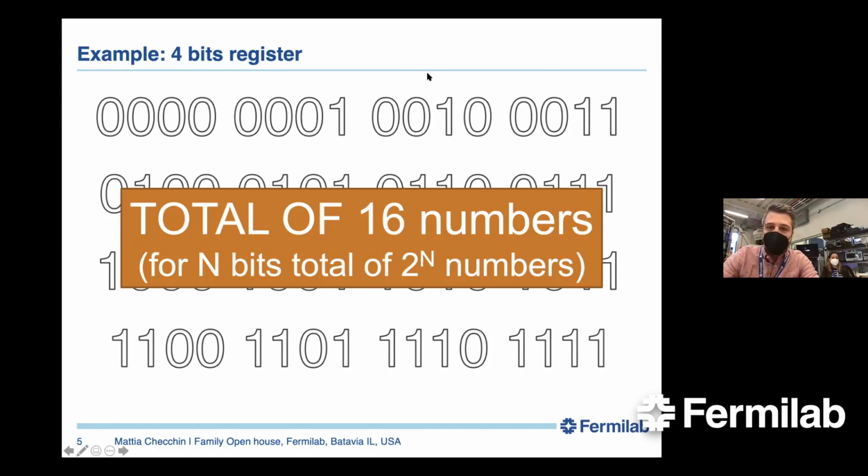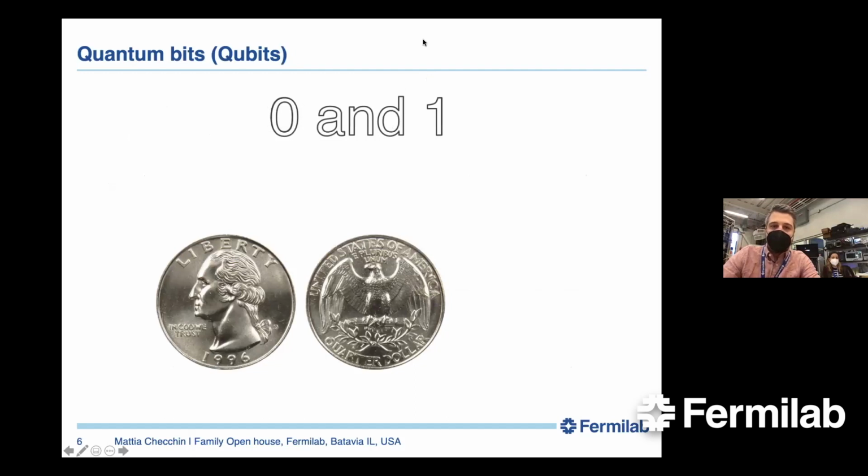So a quantum computer is kind of different. In a quantum computer, we have what we call quantum bits, or for short, qubits. A qubit as well can assume two values, 0 and 1. And so again, could be head or cross.